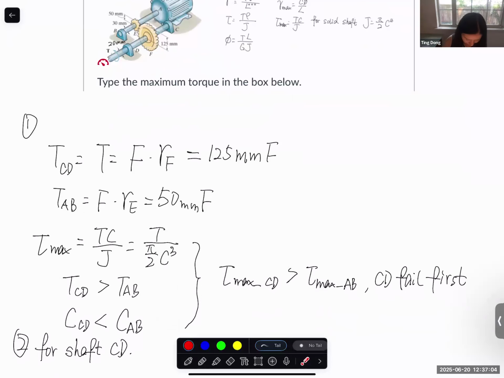So for this equation, we can see that if the torque in CD is higher than AB and the radius of CD is lower than AB, of course the maximum shear stress in CD is definitely higher than the maximum shear stress in AB section. Does this make sense or not? Yeah. Any other question?